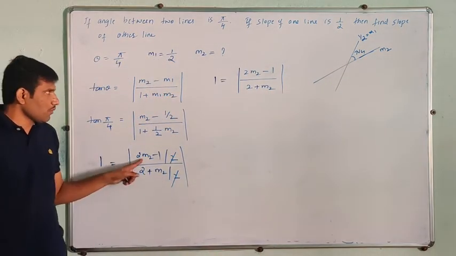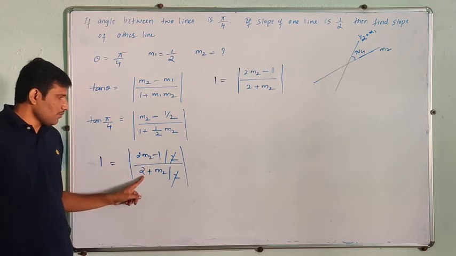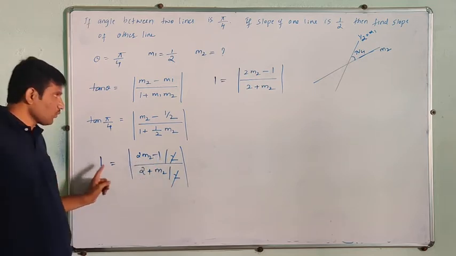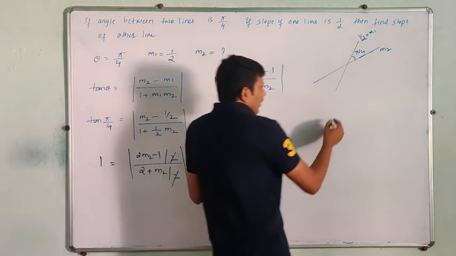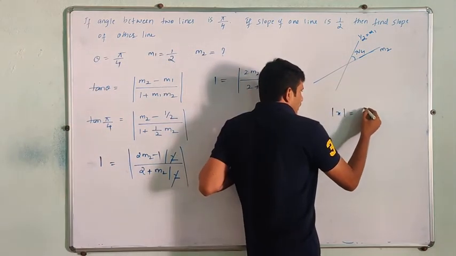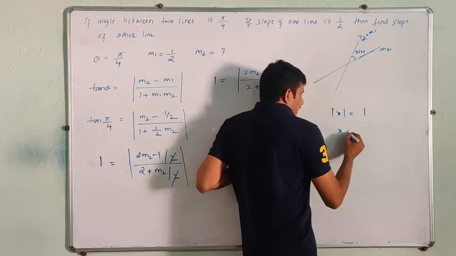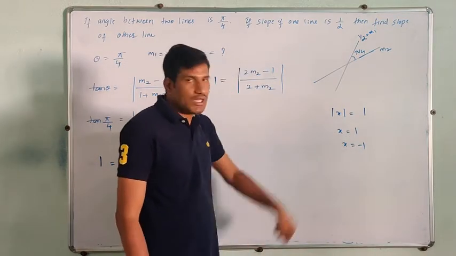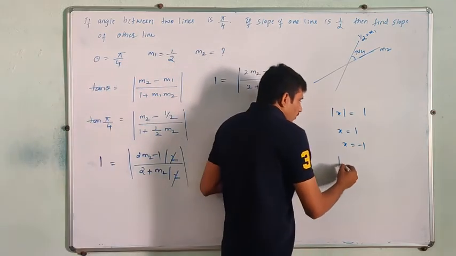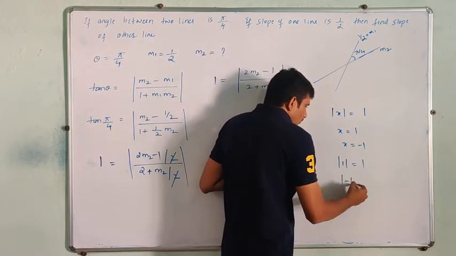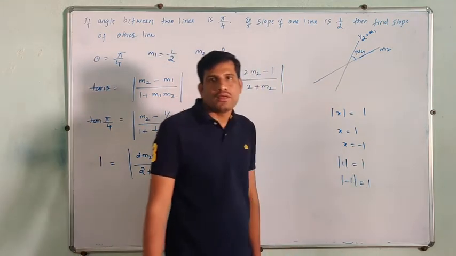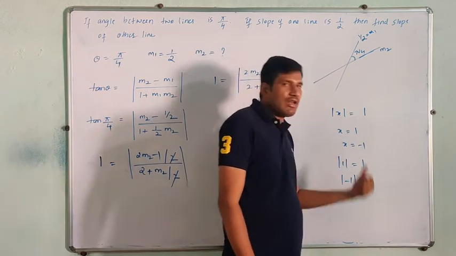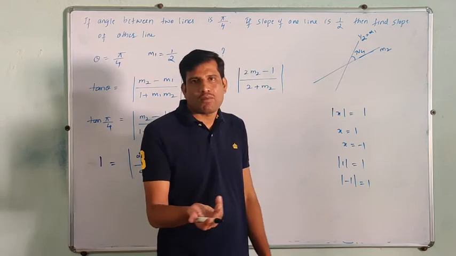Right? So (2m2 − 1) divided by (2 + m2). That 2 will get cancelled. (2m2 − 1)/(2 + m2) is equal to 1. See students, when |x| is equal to 1, x can be plus 1 or x can be minus 1, if you want to remove that mod, because mod of plus 1 is also 1, mod of minus 1 is also 1. Therefore, when |x| is equal to 1, that x value can be plus 1 or that x value can be minus 1.